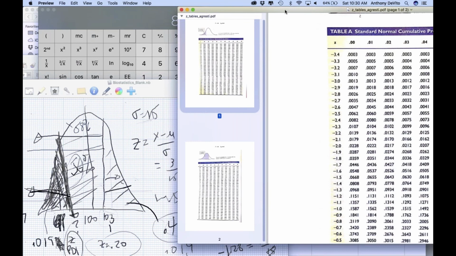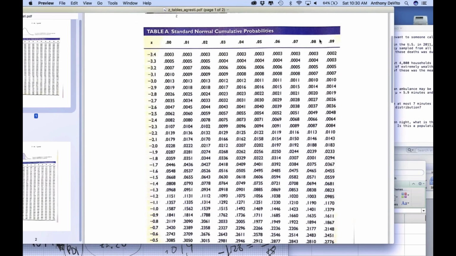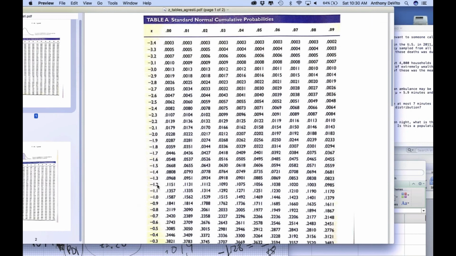It's actually 0.08, right? Because it was the 8th column over the point. It was 1.2, and each one of these columns represents the third digit of the Z-score. So a Z-score of negative 1.20 is this number, this area. Negative 1.21 is this number, right, the 0.0.